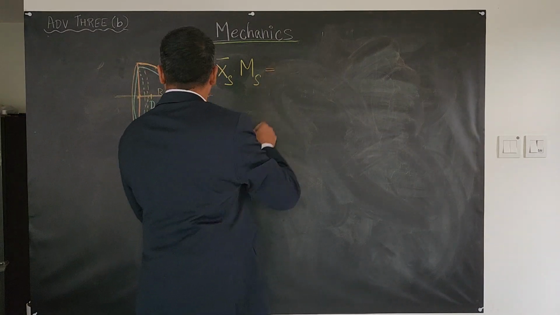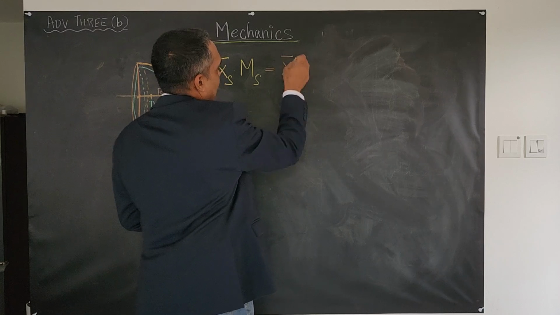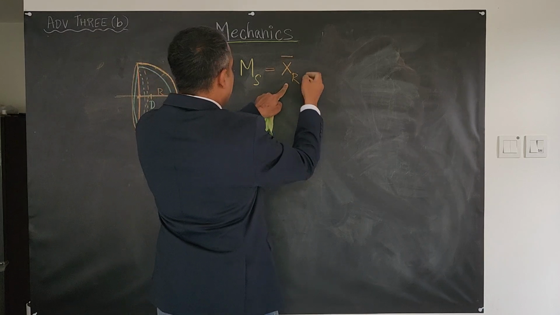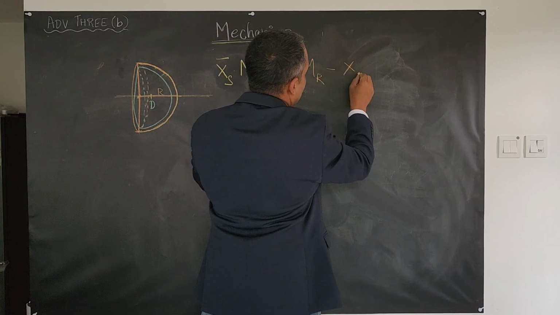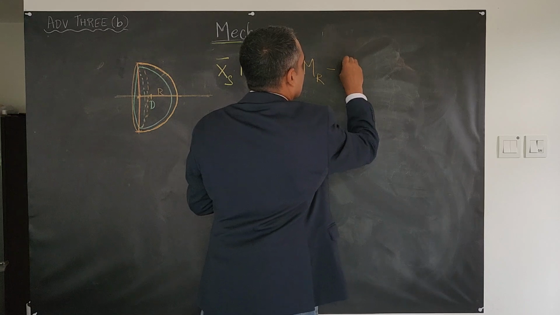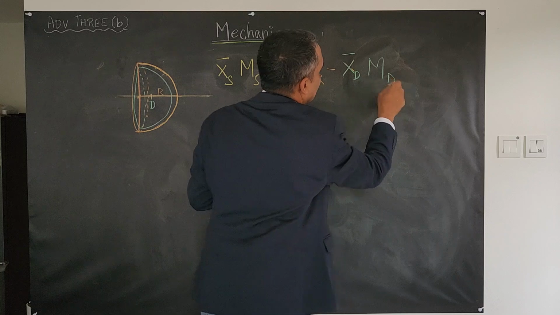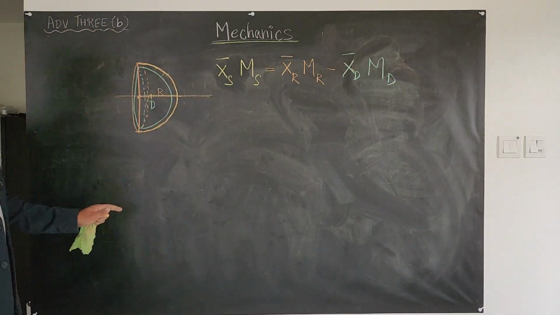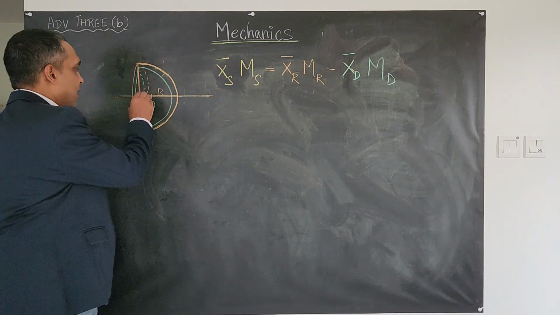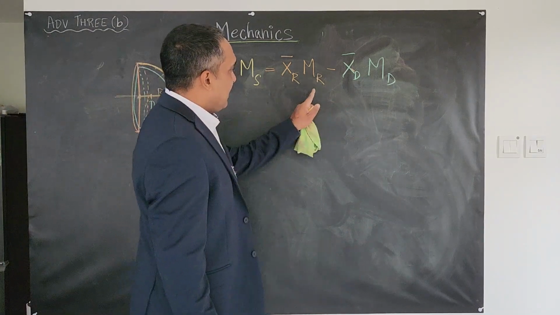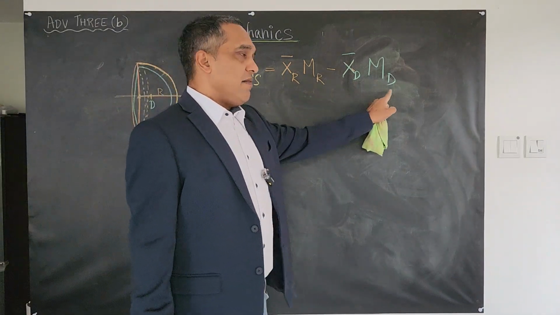would be equal to my x bar of the main hemisphere with its mass minus the x bar of the second hemisphere with its mass. The moments problem can be written this way, because their centers of gravity with moments about the origin point here would give you this equation. Likewise, mass of the shell is nothing but mass of r minus mass of d.